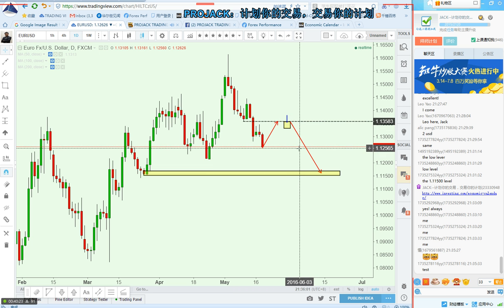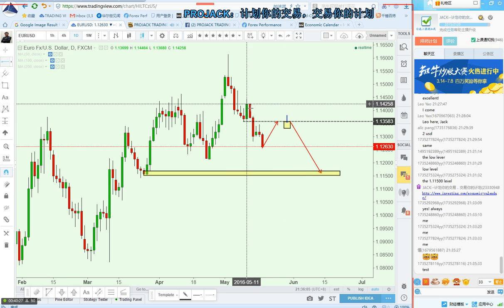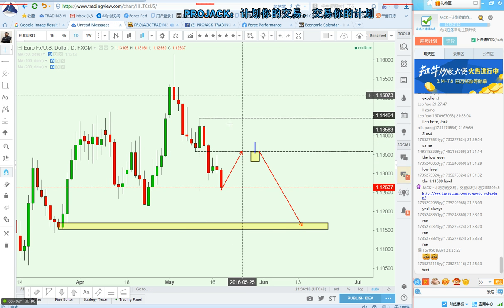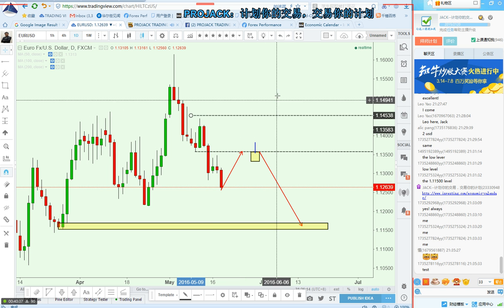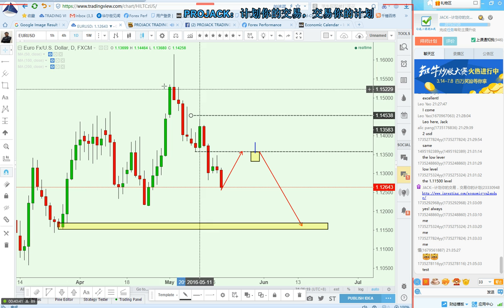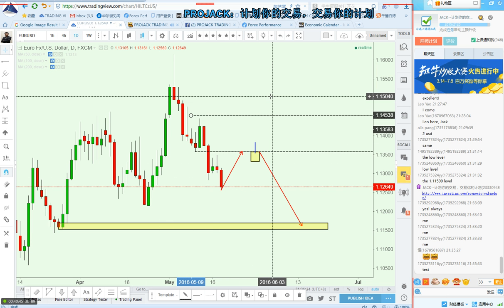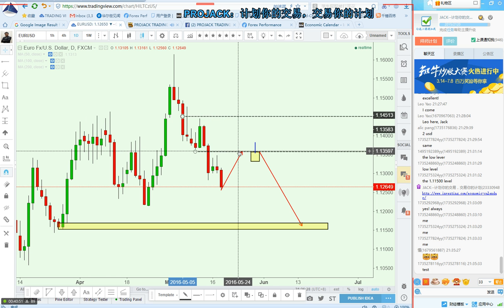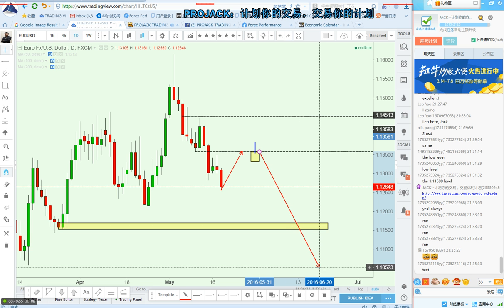So where do you put your stop loss? A lot of people ask me, where's your stop loss? You can always put the stop loss at the previous high. Because if the euro goes all the way up and violates this high, it changes the trend. It is no longer a bearish trend, because it makes a higher high. So the stop loss you can choose to be here, and this is your entry. My target would be somewhere here or maybe even here.